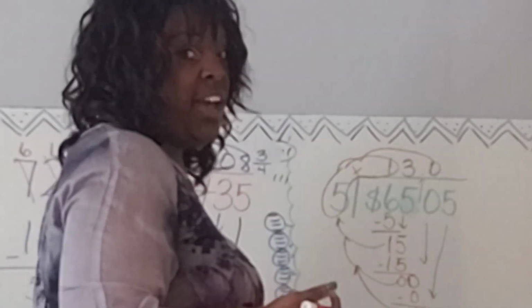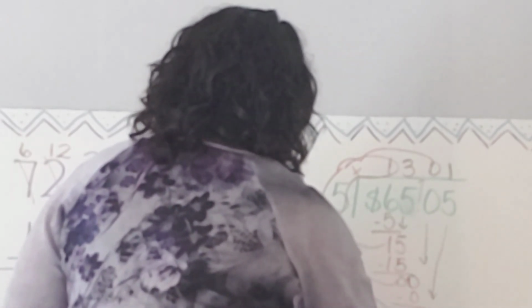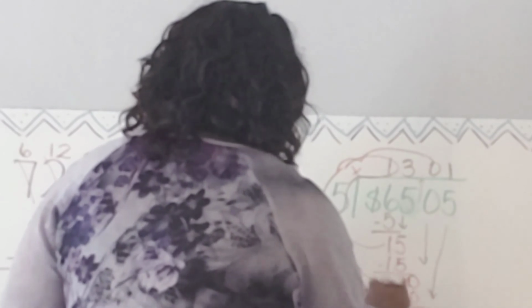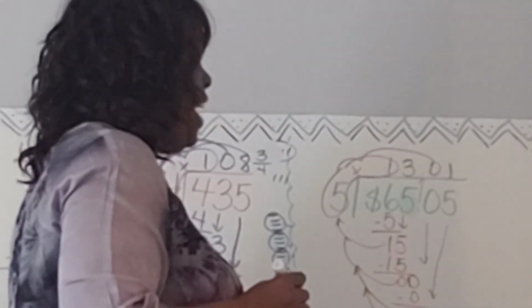And now, how many 5s are in 5? Very good. 1. Multiply again. 1 times 5, 5. 5 minus 5, 0. Compare, is 0 less? And if there's nothing left to bring down, we're done.